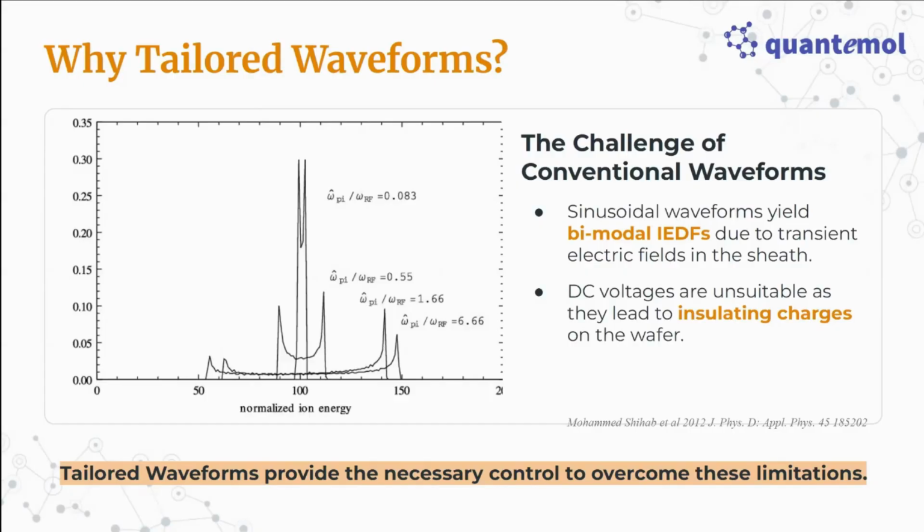An obvious solution would be using DC voltages. However, this only works if you have a conductive surface, which wafers typically aren't. In a DC discharge, the wafer charges up, you get a voltage drop over the wafer, and the electric field actually does not penetrate into the plasma, and you don't accelerate your ions. So for practical applications, DC voltages simply don't work.